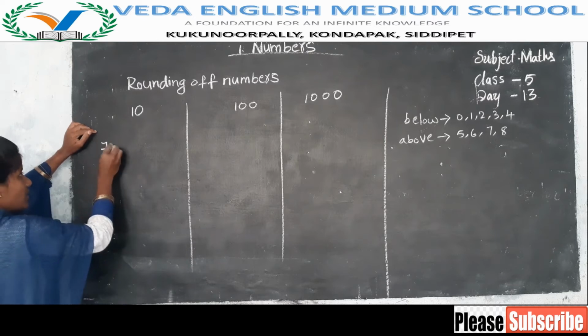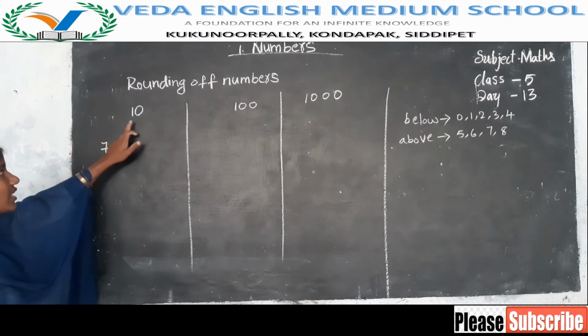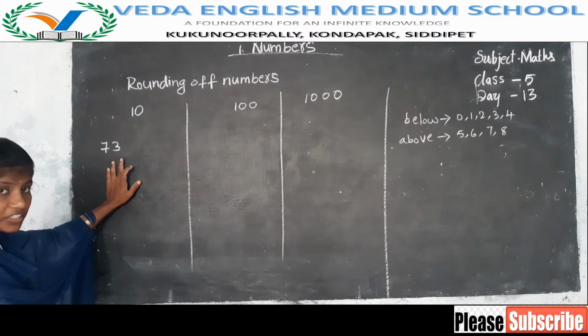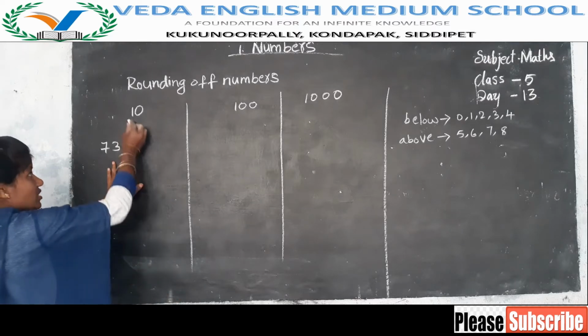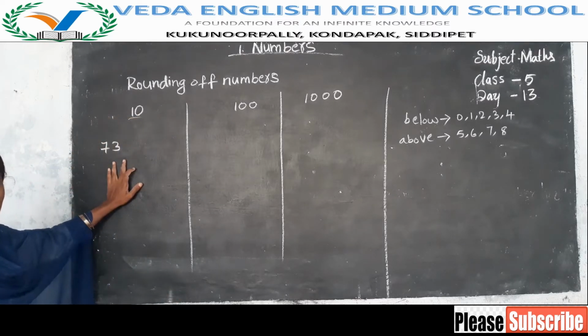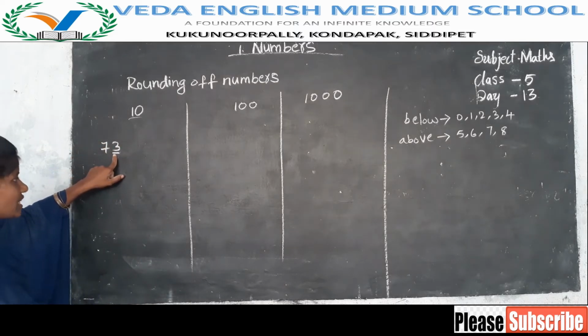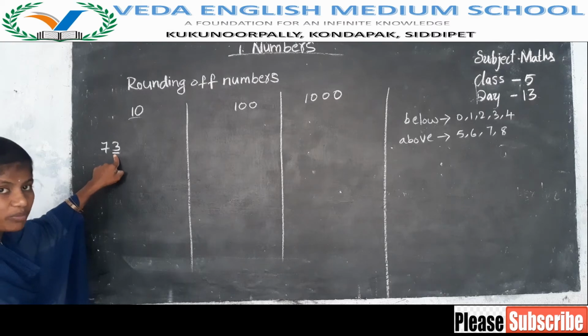For example, here I am taking 73. Now round the following 73 to the nearest tens. They are asking to find the nearest tens. If they ask the nearest tens, which place value do we have to check? The place value before tens, which is ones. So the ones place we have to check. What do we have in the ones place, Nana? 3.